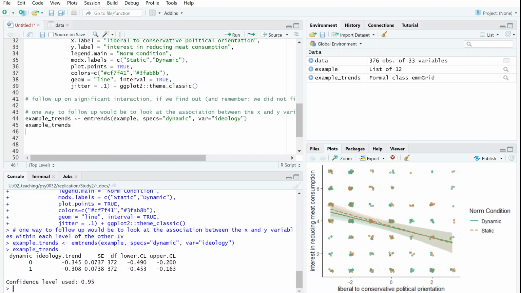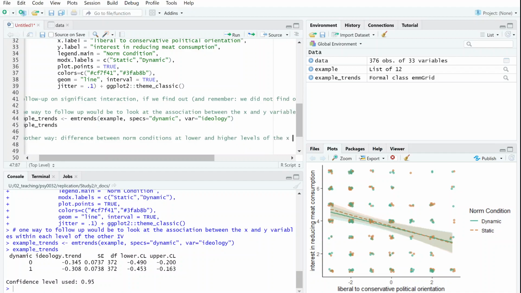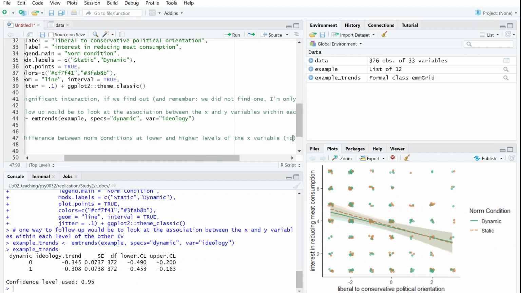And for that, we're going to use a function called sim slopes. So I'm going to call this object that we're creating example_sim_slopes. Oh, and I meant to be typing this in the script, not in the console. Another way, difference between norm conditions at different, well, actually we'll say at lower and higher levels of the x variable, which is ideology for us.